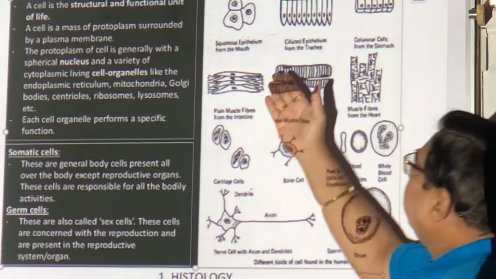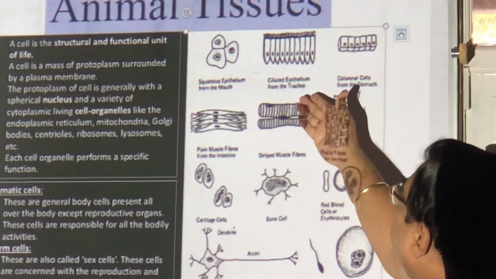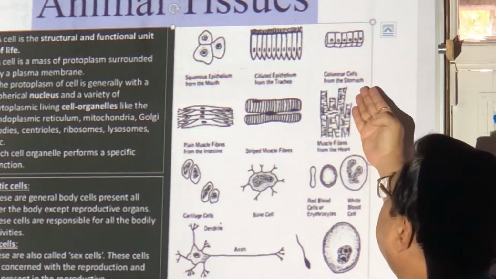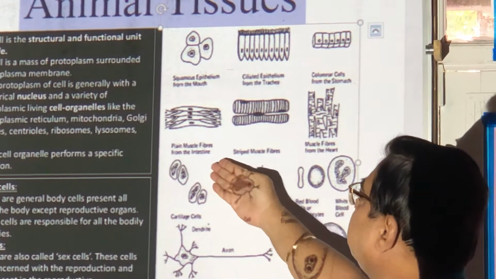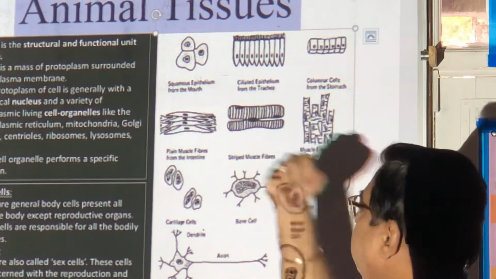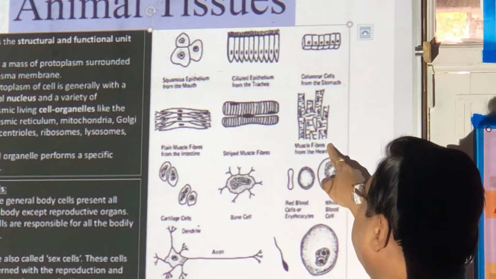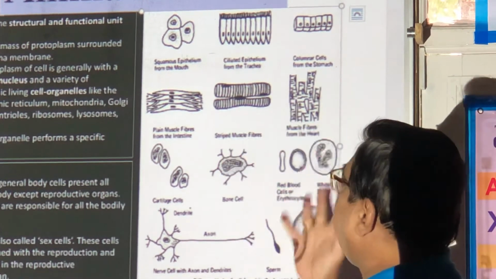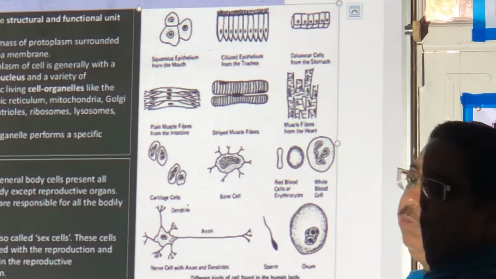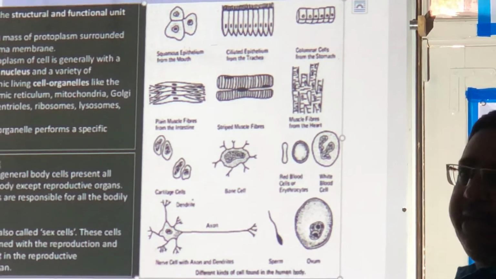Have a look at how epithelium from your mouth, ciliated from the trachea, columnar from the stomach, smooth muscles from the intestine, striped muscles from your arms and the heart, cartilage cells. See the different types of cells present in a tissue. We'll go to the next slide.